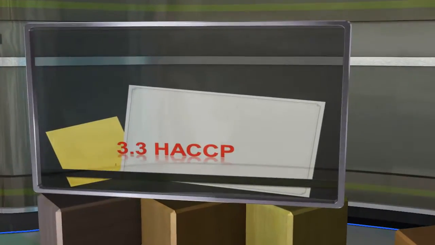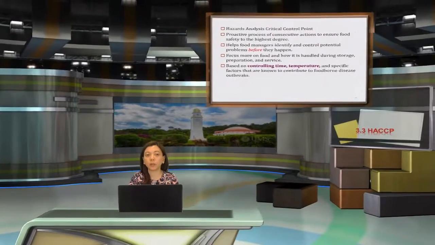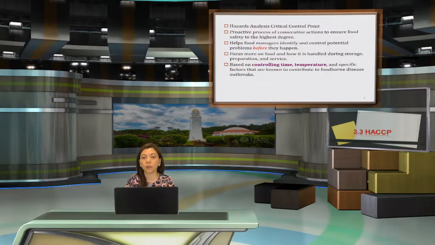This is the last part for the topic food safety and HACCP. So what is HACCP? HACCP is an acronym for Hazard Analysis Critical Control Point. It's a proactive process of consecutive actions to ensure food safety to the highest degree.